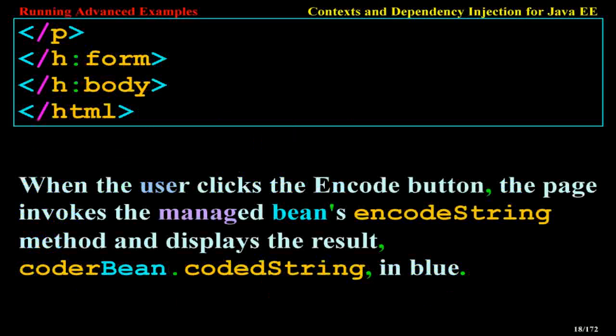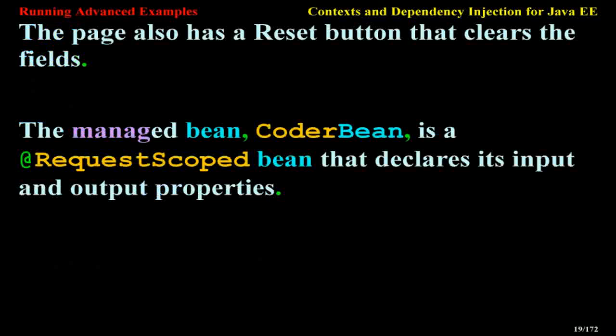When the user clicks the Encode button, the page invokes the managed bean's encodeString method and displays the result, coderBean.codedString, in blue. The page also has a Reset button that clears the fields.